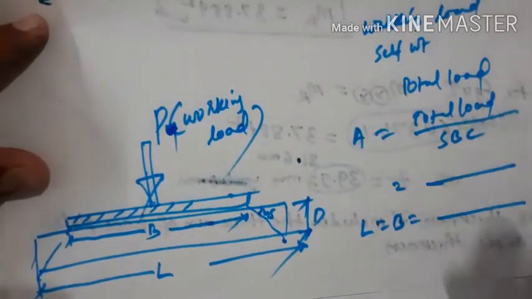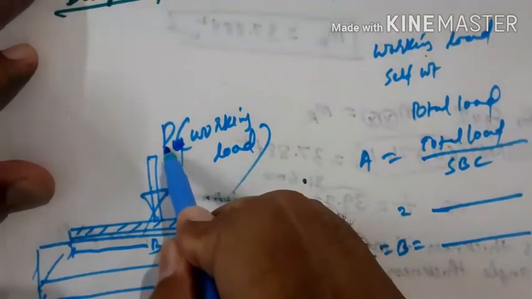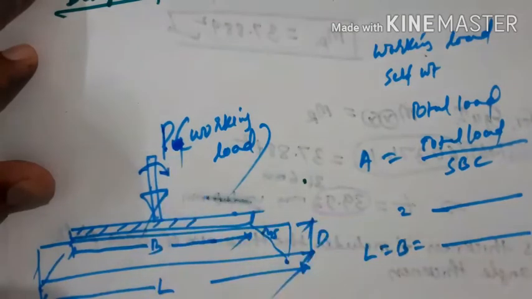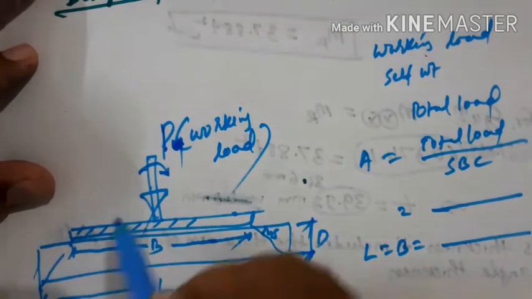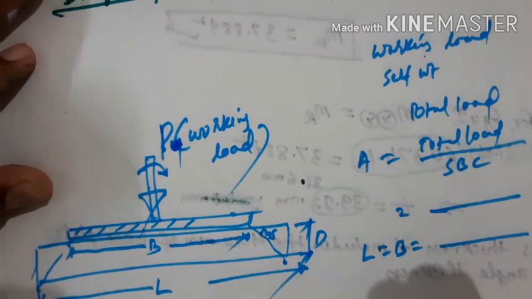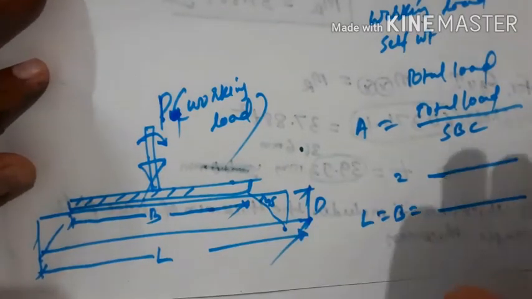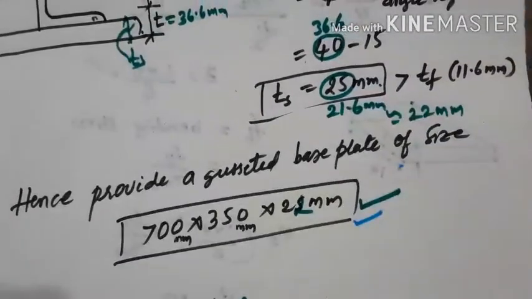In the next design problem, I'll take the load with moment, and show how to solve that problem. So please practice this problem once again, and again I'm repeating, if SBC of soil is given, just refer to the previous simple slab base plate problem. There I have solved the concrete pedestal. The same steps are to be followed here in a gusseted base. Thank you.